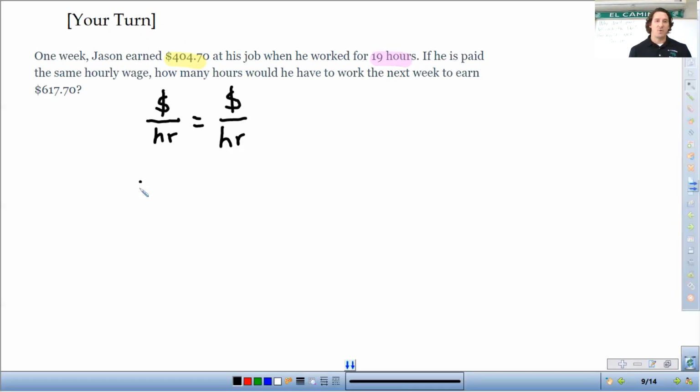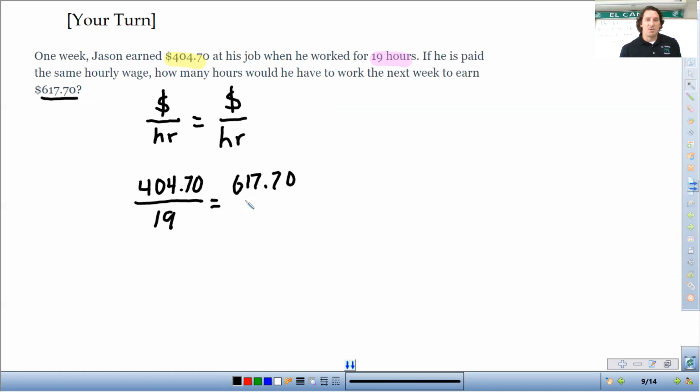So that's going to be 404.70 divided by 19. And then it's going to be the hours. The money here goes on top. We're setting money on top. So it's going to be 617.70. And we're trying to find out how many hours he worked, so I'm just going to put in H for hours. Go ahead and solve this on your own. You can pause the video and then check your work when you're done. I am going to go ahead and finish working this out.